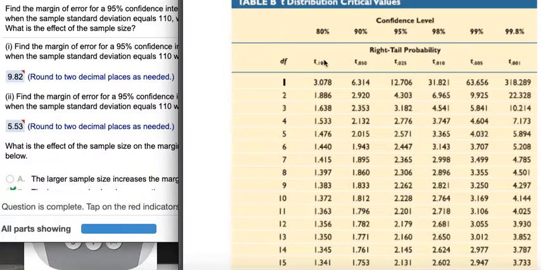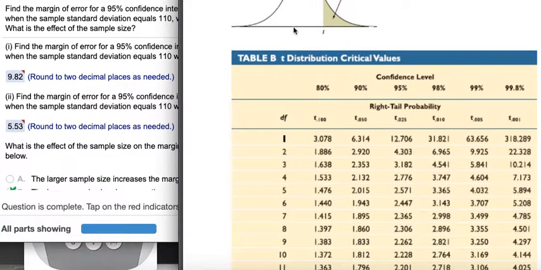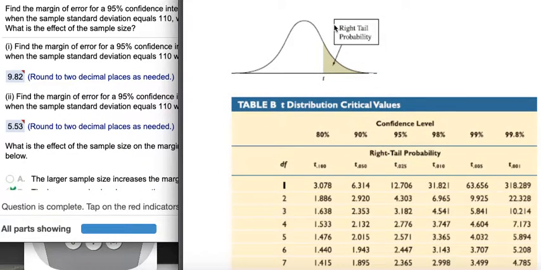Here the subscripts all refer to the right tail probability. For a 95% confidence interval, you end up splitting it so that the 95% is in the middle, and then you have 2.5% on each tail. So the right tail will have 2.5% or 0.025 area, and that's what that 0.025 means. But you don't really need to know that for this chapter, and you only need to know it for a very special type of problem in the next chapter.